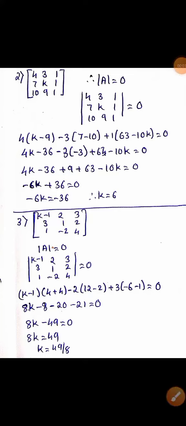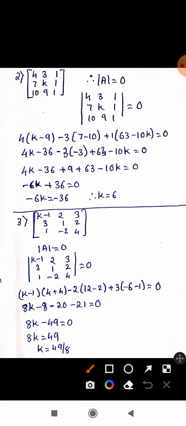We have to find the value of k if the following matrices are singular. As the matrix is singular, its determinant should be 0. So solve the determinant and find the value of k. 4, close row and column.